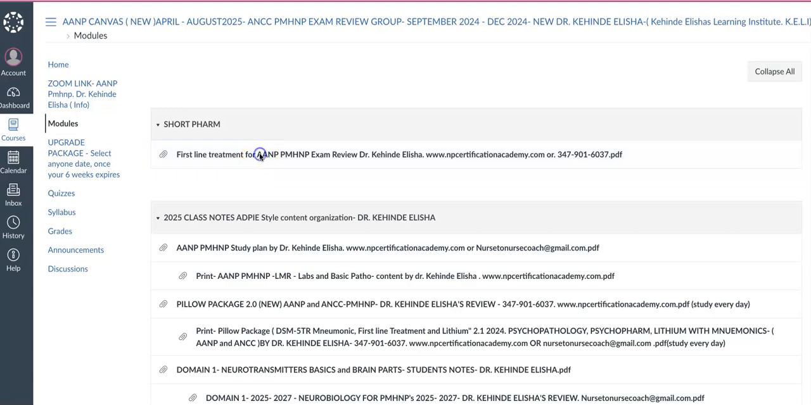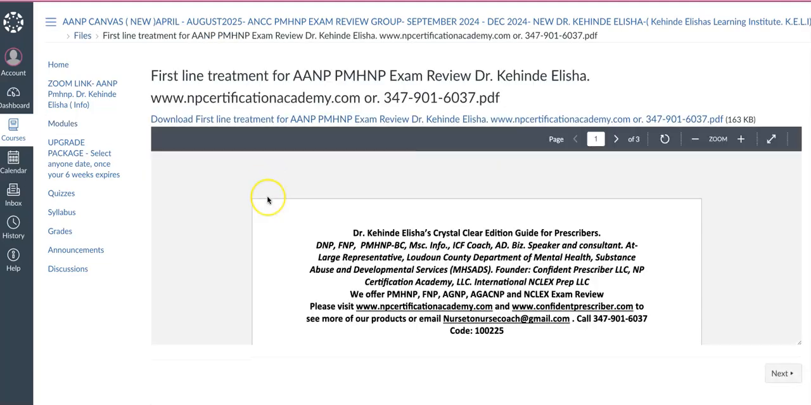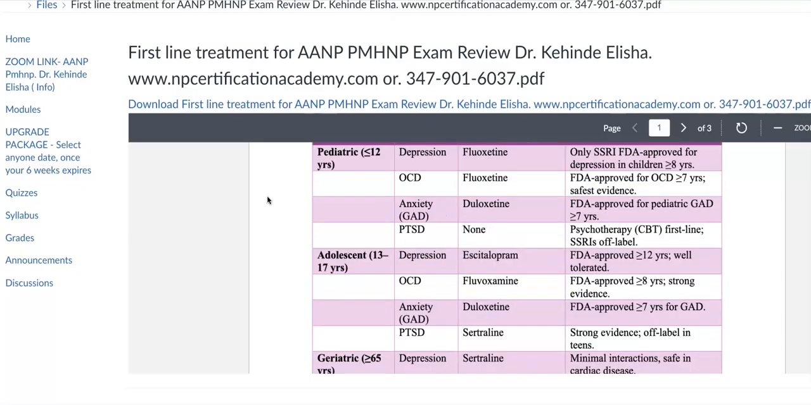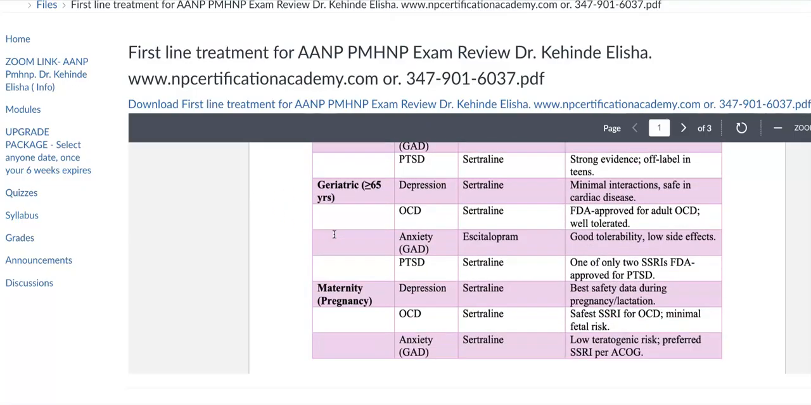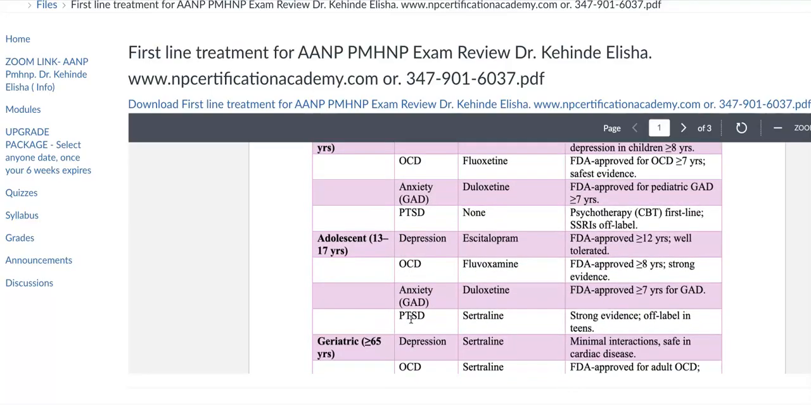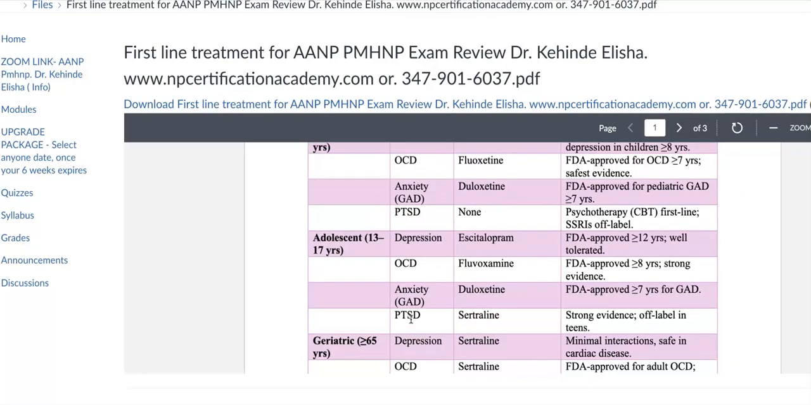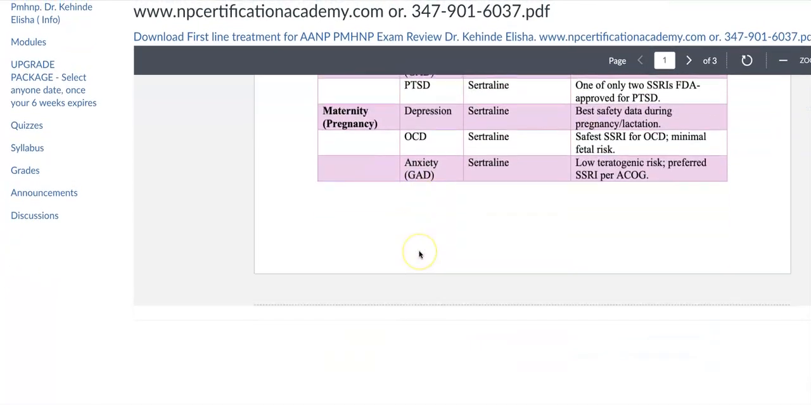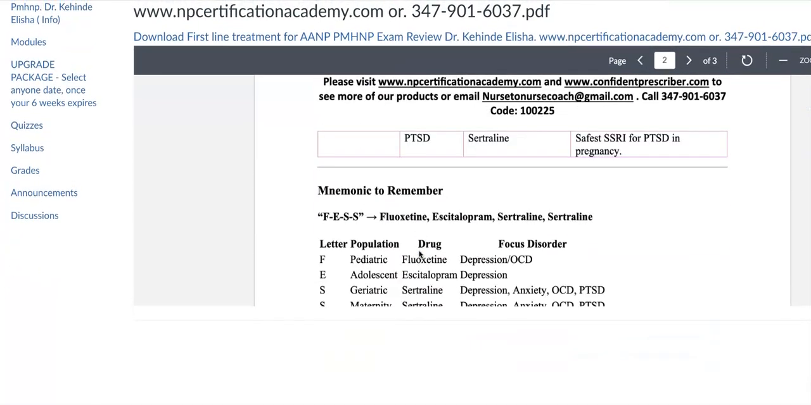This is first line treatment. When you click on it, what is on it? It gives you the specific first line treatment: pediatric, adolescent, geriatric, maternity. At least you know 1, 2, 3, 4 diagnoses. That's plenty. For each of them, that makes 12, right? That's 12 different diagnoses for different comorbid conditions.